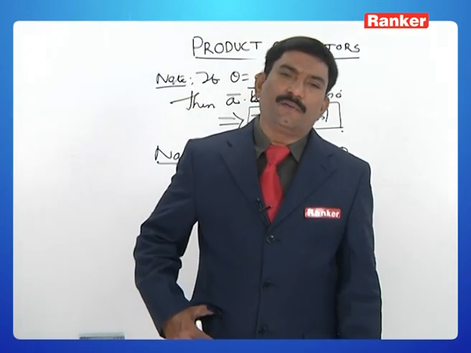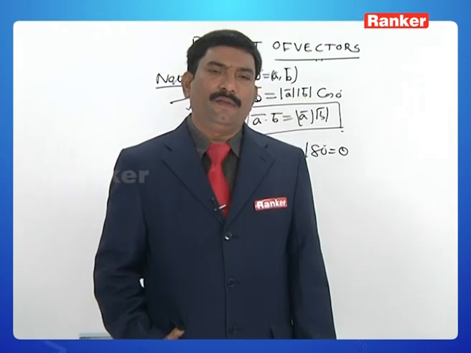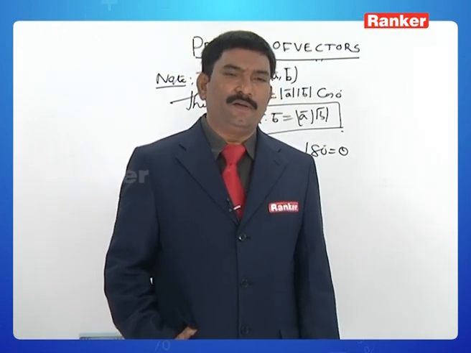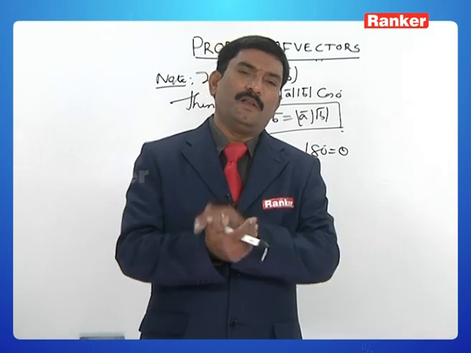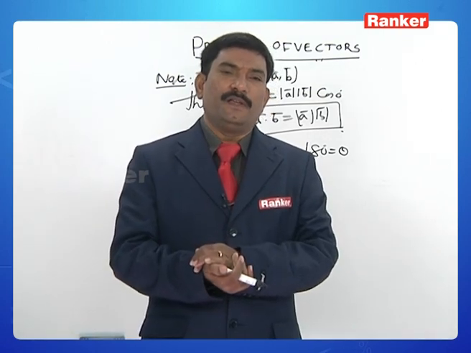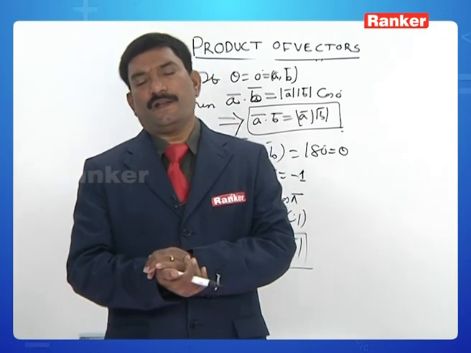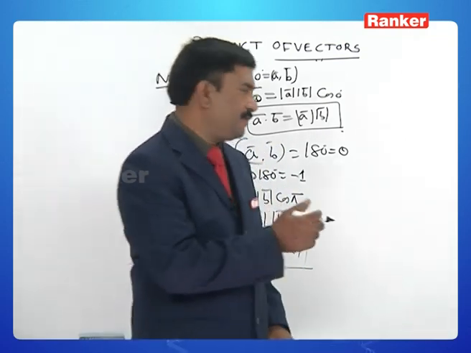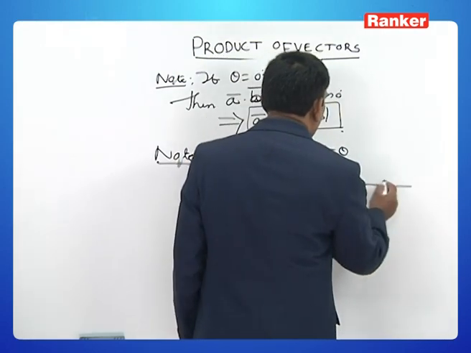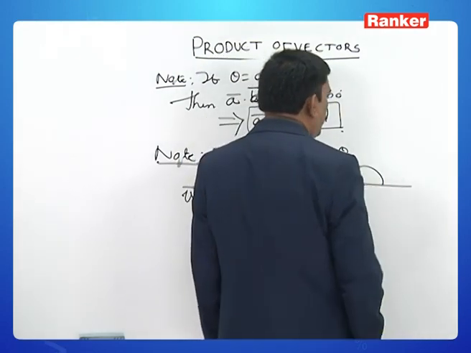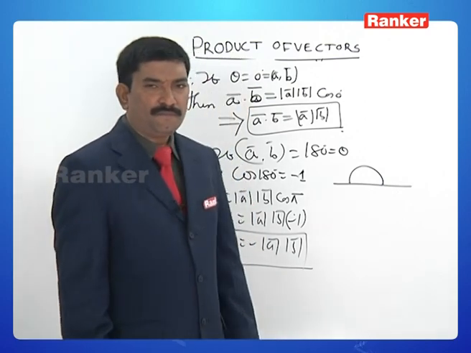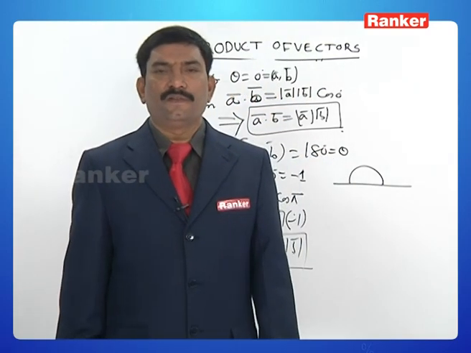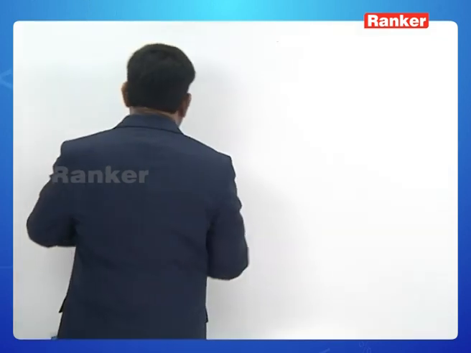Means whenever, wherever you come across a bar dot b bar is equal to minus modulus of a bar into modulus of b bar, nevertheless it represents that they are collinear but opposite in direction. Why? The angle in a straight line is 180 degrees. They are unlike vectors because of 180 degrees.